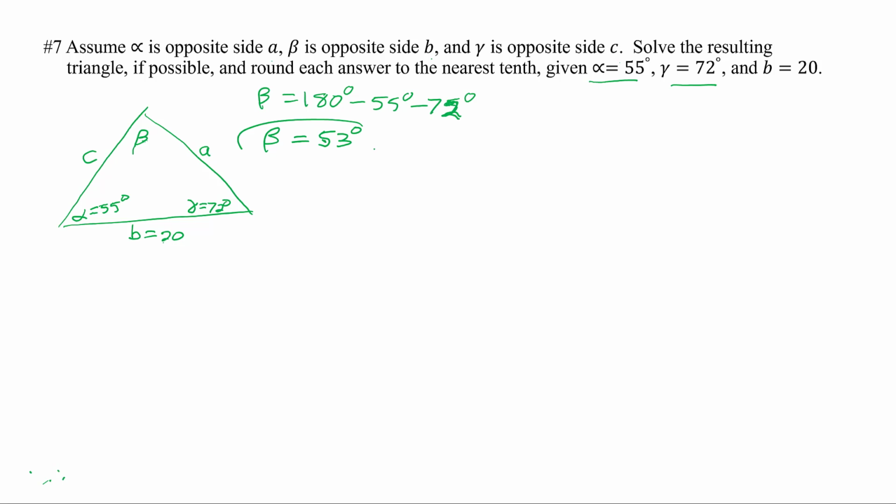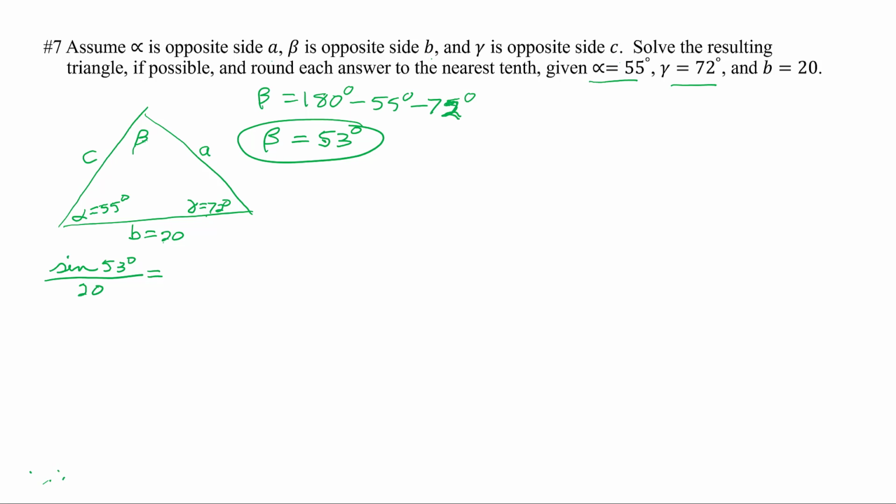Okay, so we got beta, and in solving a triangle, that means we want to find all the missing angles and all the missing side lengths. Now that we have beta, we can use the law of sines. I can look at taking the sine of beta, which is 53 degrees, over the side length B, which is opposite beta, would be 20. And let's go ahead and find C.